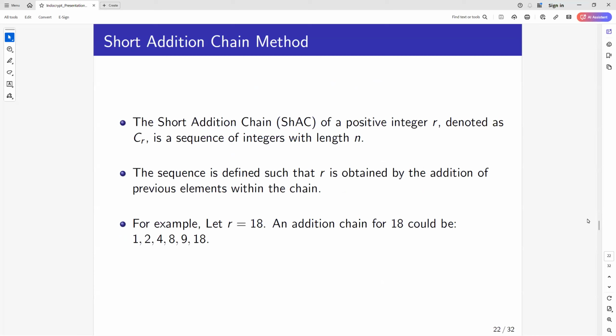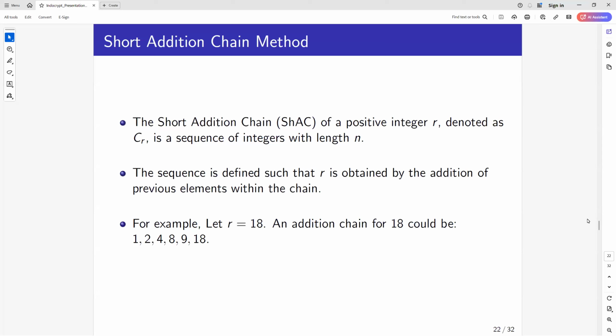Okay, the last one is the short addition chain method. So what is a short addition chain method? First of all, what is a short addition chain? The short addition chain of a positive integer r is defined in such a way that you make a sequence of numbers for r, which starts from 1 and ends at r, and each of the elements in the sequence can be made by the sum of any two previous numbers.